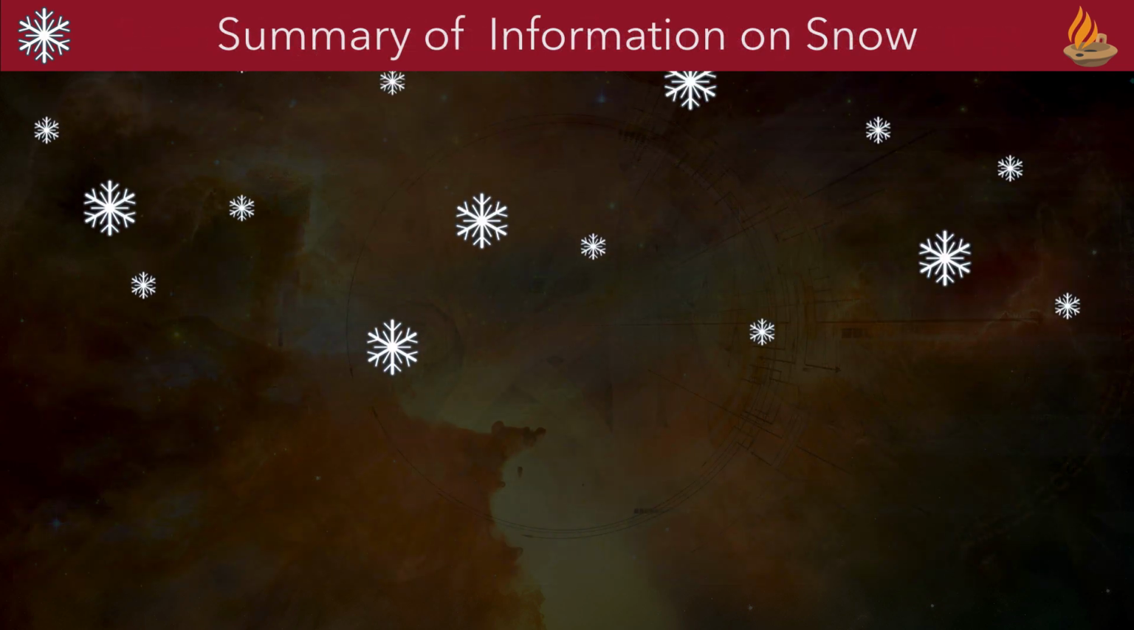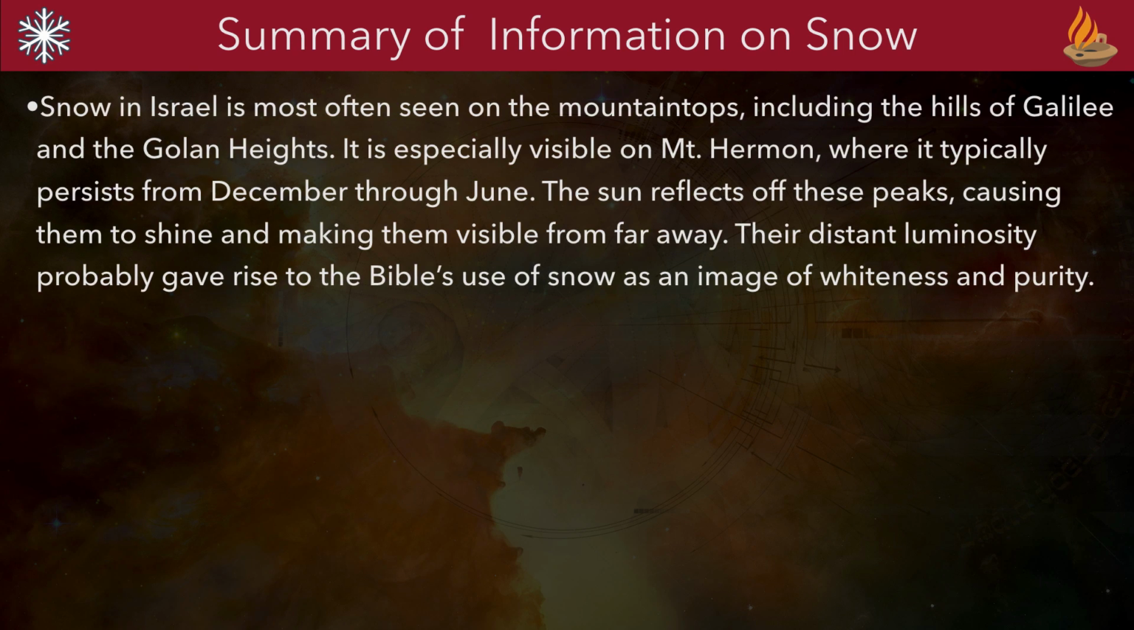Here's a summary of the information I gathered from my research. Snow in Israel is most often seen on the mountaintops, including the hills of Galilee and the Golan Heights. It is especially visible on Mount Hermon, where it typically persists from December through June. The sun reflects off these peaks, causing them to shine and making them visible from far away. Their distant luminosity probably gave rise to the Bible's use of snow as an image of whiteness and purity.